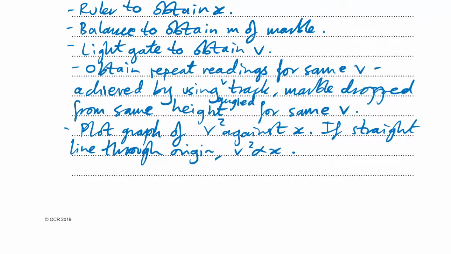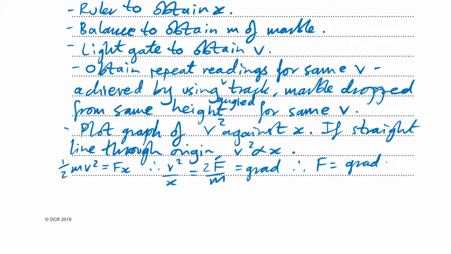We want to find the frictional force. We saw that half mv squared is equal to fx. Therefore, rearranging it, we see that v squared divided by x gives us f divided by a half m, so that's just 2f divided by the mass. That's equal to the gradient. Therefore, force is equal to the gradient times the mass divided by 2. There we go, that'll do.